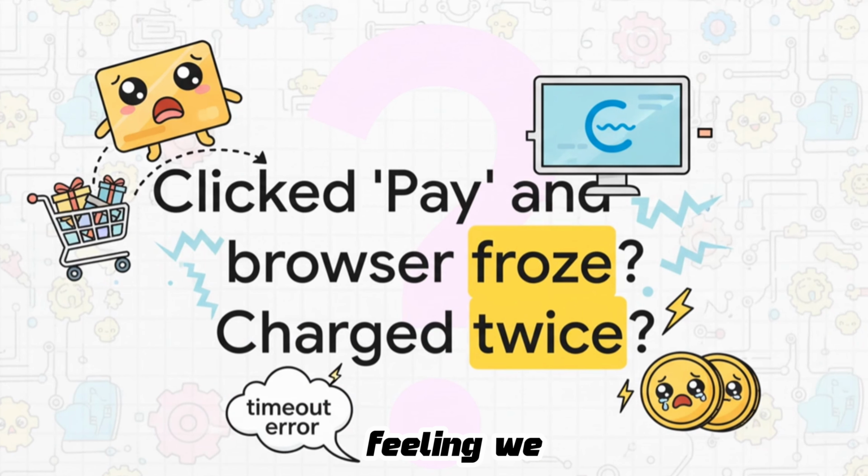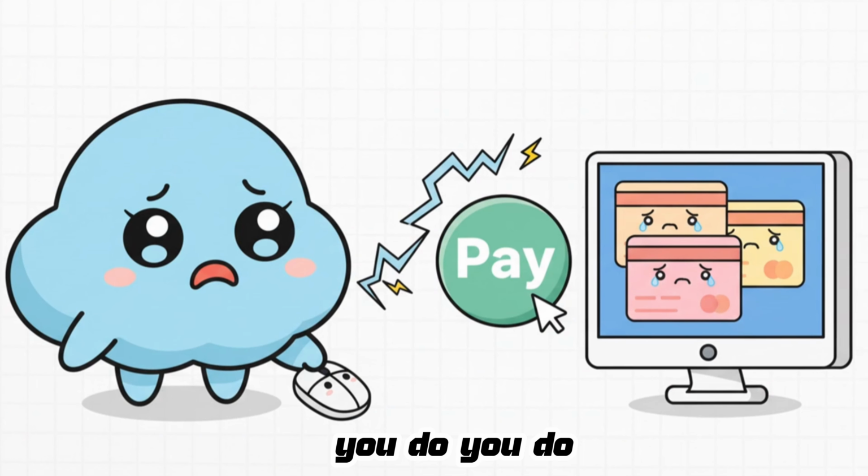You know the feeling. We have all been there. You're buying something online, you hit that pay button, and crickets. The little spinner just keeps spinning, or you get some dreaded timeout error. And your first thought is pure panic. Did it work? Am I about to get charged twice if I hit this button again? So what do you do? You do what we all do. You mash that refresh button, try again, and just cross your fingers.